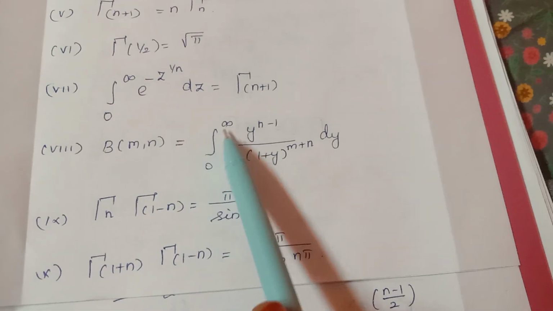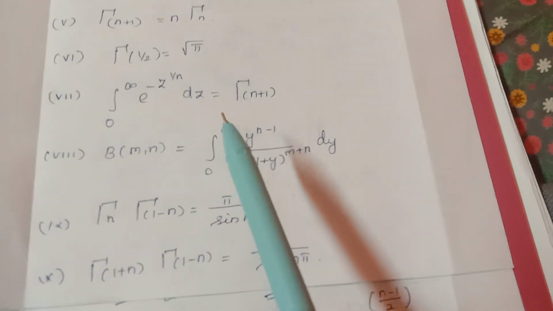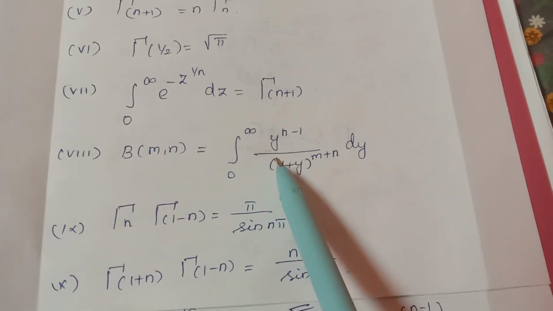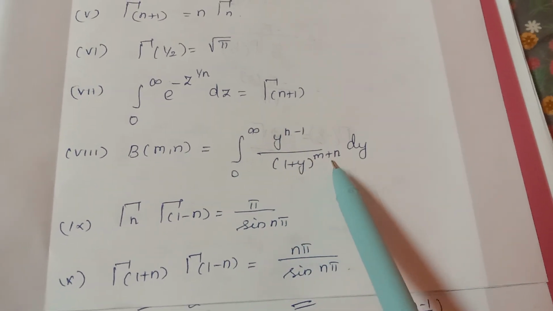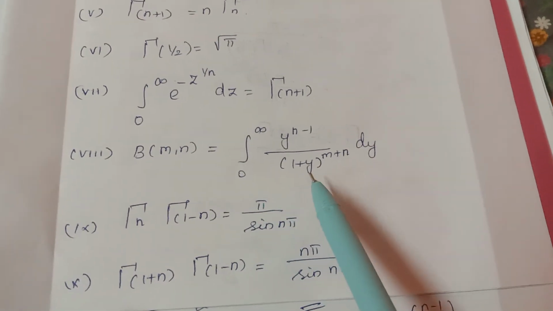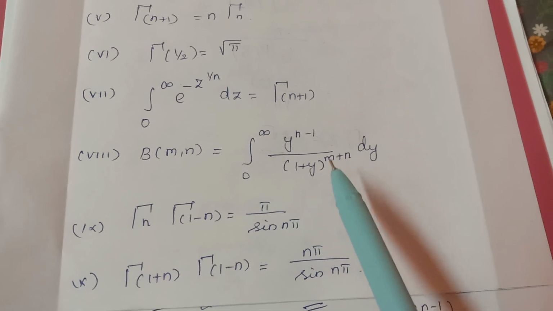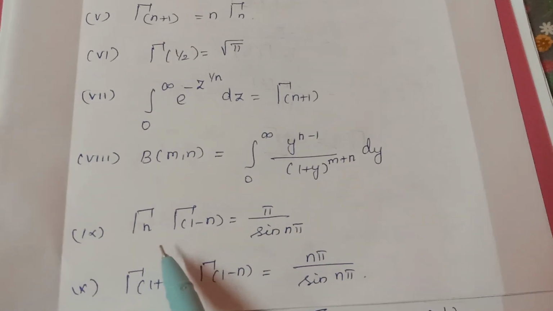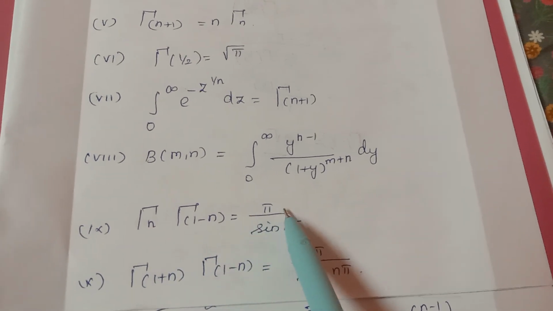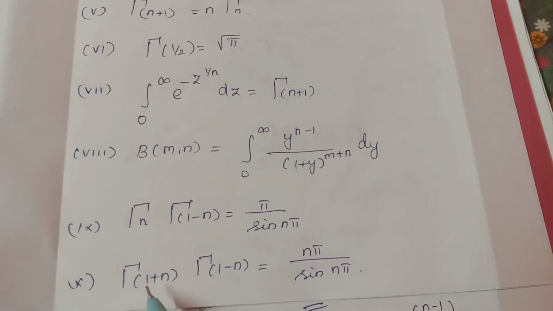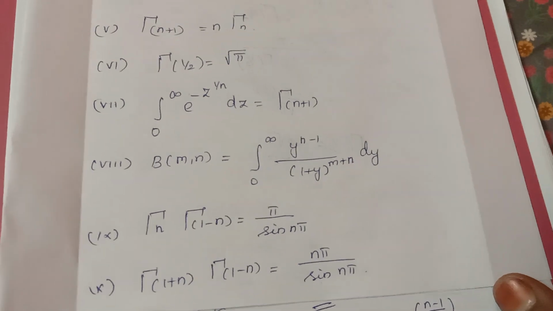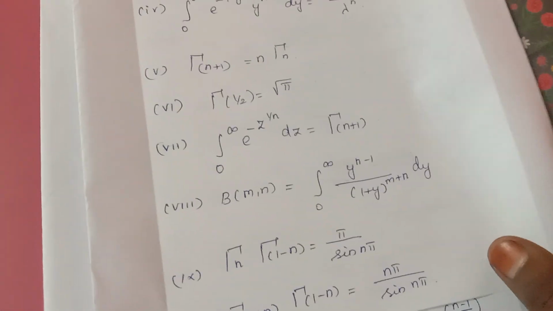Beta of m, n is equal to integral 0 to infinity. Notice that in the definition we have only integral 0 to 1. Here it is integral 0 to infinity y power n minus 1 over (1 plus y) power m plus n dy. Okay, this is another definition for beta integral which will be useful for doing integration problems. Then another important property of gamma integral is gamma of n into gamma of 1 minus n is equal to pi by sin n pi, and gamma of 1 plus n into gamma of 1 minus n equal to n pi by sin n pi. All these properties will be very useful for doing integration problems.